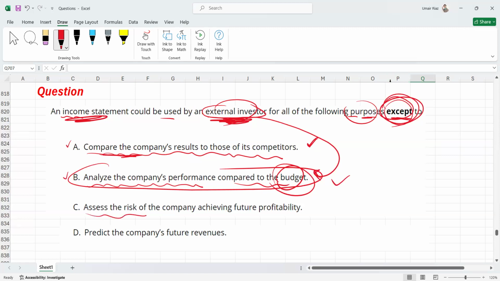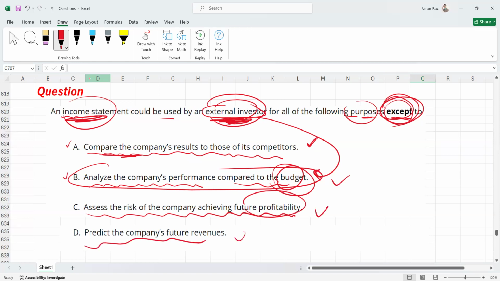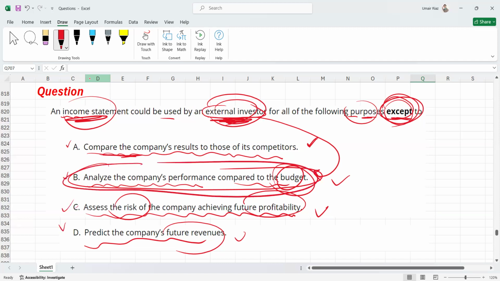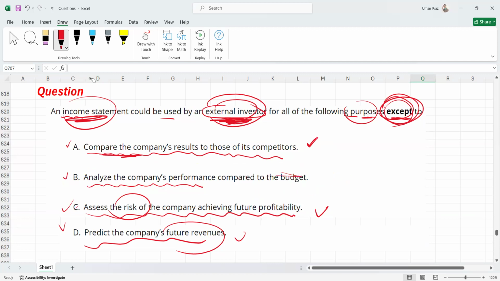But see, assess the risk of the company achieving future profitability. Yes, as an external investor, once I read the current year income statement, by reading income, expenses, gains and losses, whatever is presented in the income statement, maybe I can make a prediction for the future. For this purpose, I can use it. Then predict the company's future revenue. Yes, I can also use it to make predictions for future revenues, and I can also assess the risk, because if the company's profits are less, or if they are reducing over the years, it means there is a risk. So I can use it for all these purposes, but I cannot use it for the budget purpose, because I may not have access to the internal document, which is the budget. So this is the answer of the question.